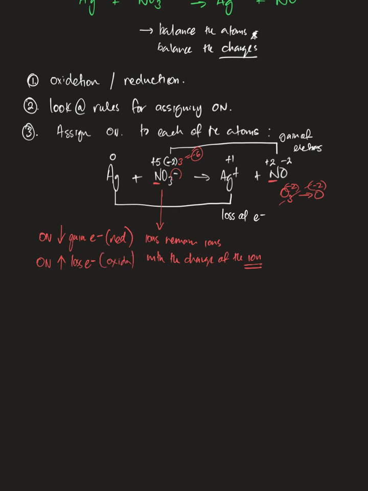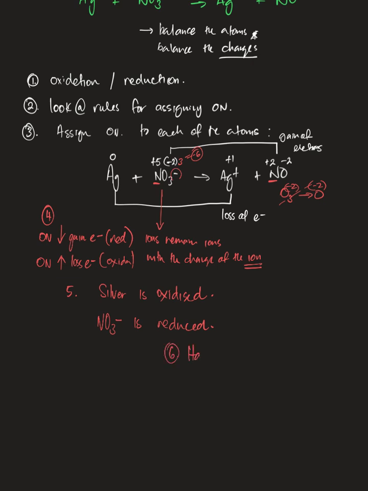Right, so in this situation, once you've sorted all of this out and made these decisions, that's step 4. Step 5 is you need to write down what happened with each section. So I know here that silver is oxidized and that the NO3⁻ is reduced.